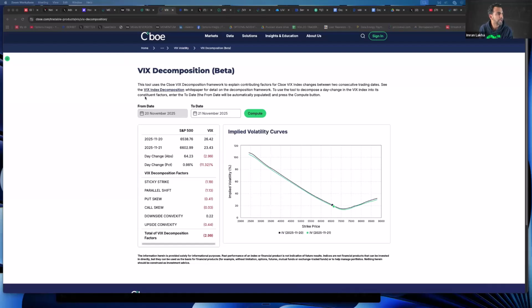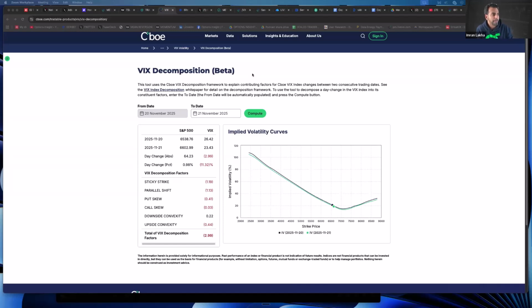So you can see here, you can go to the CBOE website and we've got this VIX decomposition (beta) tool. What it allows you to do is pick two dates, a from date and a to date. It looks at how much the S&P has moved between those two dates, what the VIX did, and then it tries to break down that change in the VIX into its different components, because the volatility surface is moving in certain ways and you can decompose those moves into different parameters. Okay, so that's what it's doing. So let's start off with the decomposition factors.